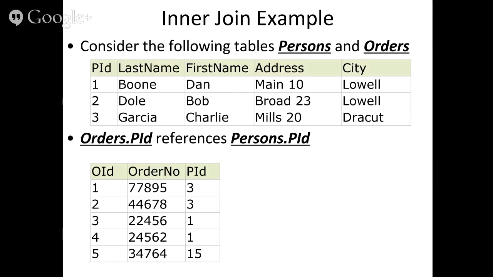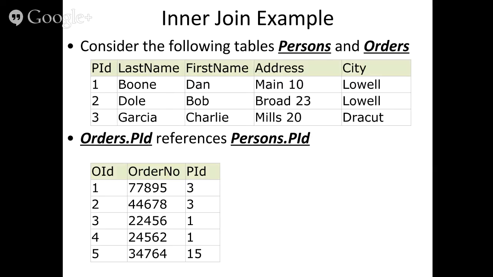It would have been the first person and then the 5 orders mixed in. So we would have Dan Boone repeated 5 times, and for each one of those, we would have order 1, 2, 3, 4, and 5. And then for Bob Dole, again repeated 5 times for each one of the orders 1 through 5. And again, Charlie Garcia, repeated 5 times for each one of the orders 1 through 5. So we would have 15 in the result set with no join, right?